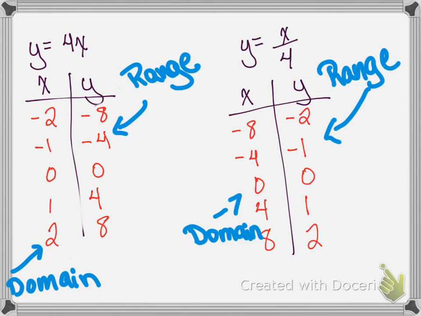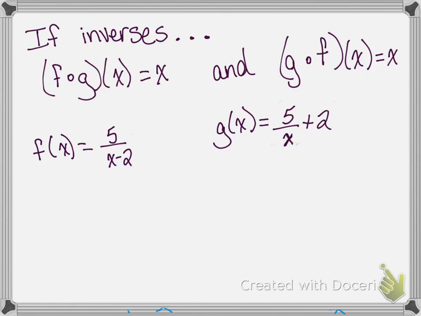Okay? We ready for what's next? We're going back to composition of functions. When functions are inverses of each other, the composition of those functions always equals x. And it doesn't matter if you do f composed of g or g composed of f. If they are inverses, when you simplify everything out, you are going to be left with x.